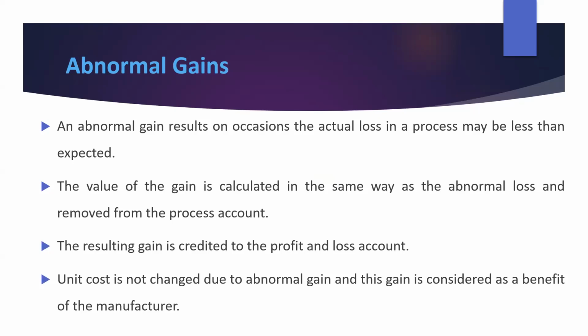Abnormal loss is an unpredictable loss. Abnormal gain is where we have expected some loss abnormally. However, we are able to reduce that particular loss. So we have a gain out of it. So this gain is considered as a benefit to the manufacturer.